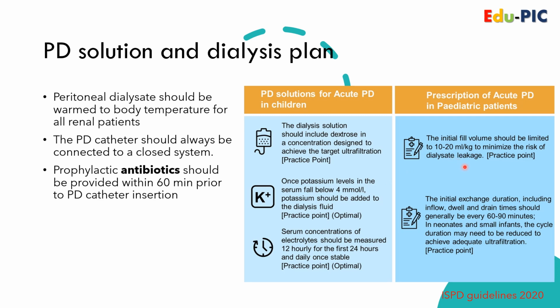Always remember to document, and you also need to remember that your initial fill volume should be limited to 10 to 20 ml per kilogram to minimize the risk of leakage, and that your initial exchange duration, including inflow, dwell, and drain times, should be around 60 to 90 minutes as a full cycle, while in neonates you might need to go for shorter periods.